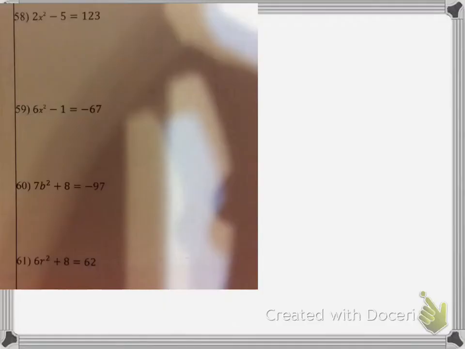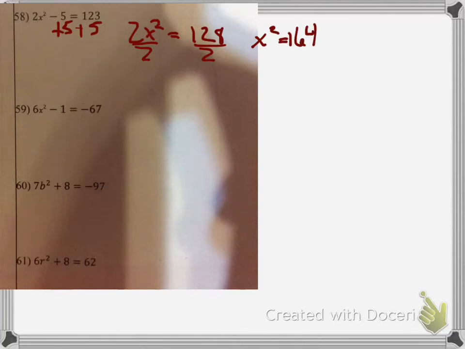Okay, so now we're at number 58, where we start doing square roots to solve. Keep in mind that all these answers should have a plus and minus in front. Here, if I add 5 to both sides, I get 2x squared is equal to 128. Divide by 2, I get x squared is equal to 64. Then once you're there, that's when you take the square root. And the square root of 64, according to the table, is plus and minus 8. That's it, you're done. But again, you have to have plus and minus.